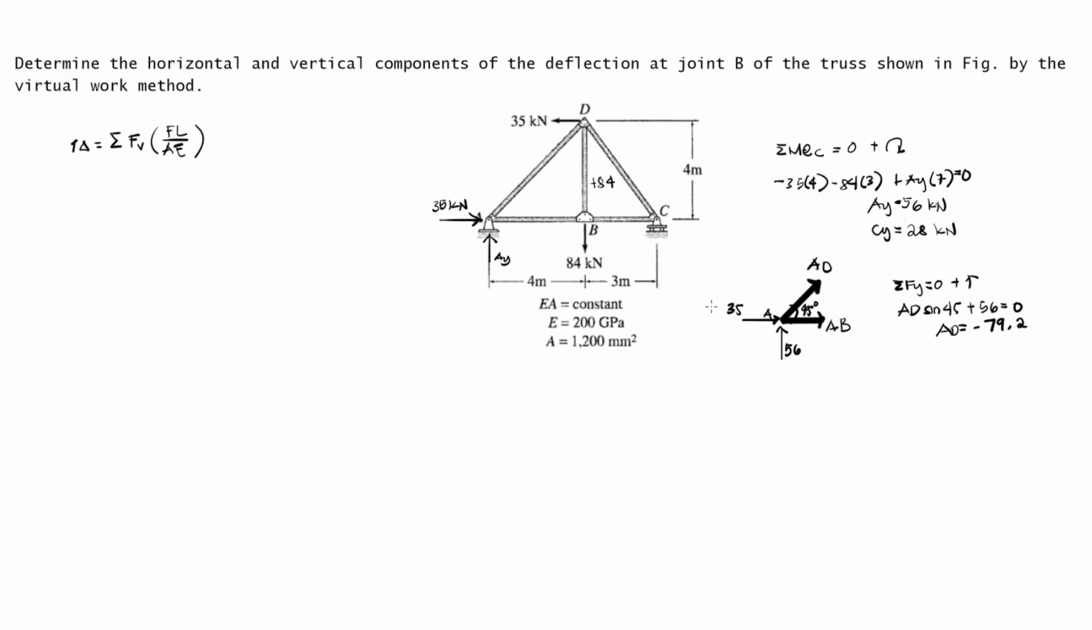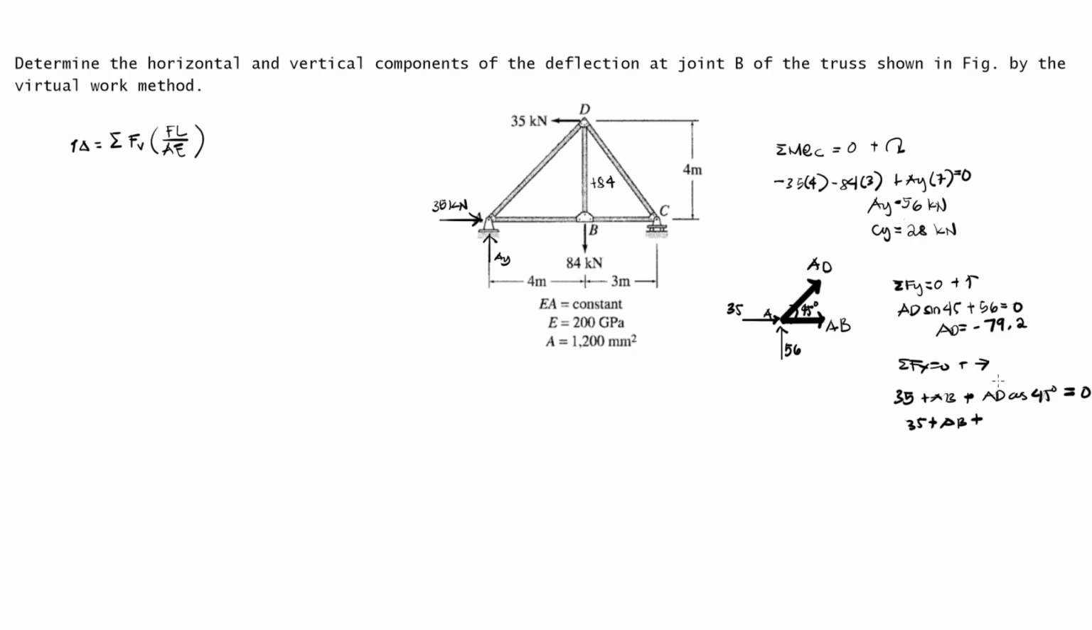Okay. So, next, AB na tayo. So, summation forces along X is equal to 0. Positive going to the right. Okay. So, we have 35. We have AB. And we have AD, positive AD cosine 45 degrees. That is equal to 0. Okay? So, 35 plus AB plus AD.